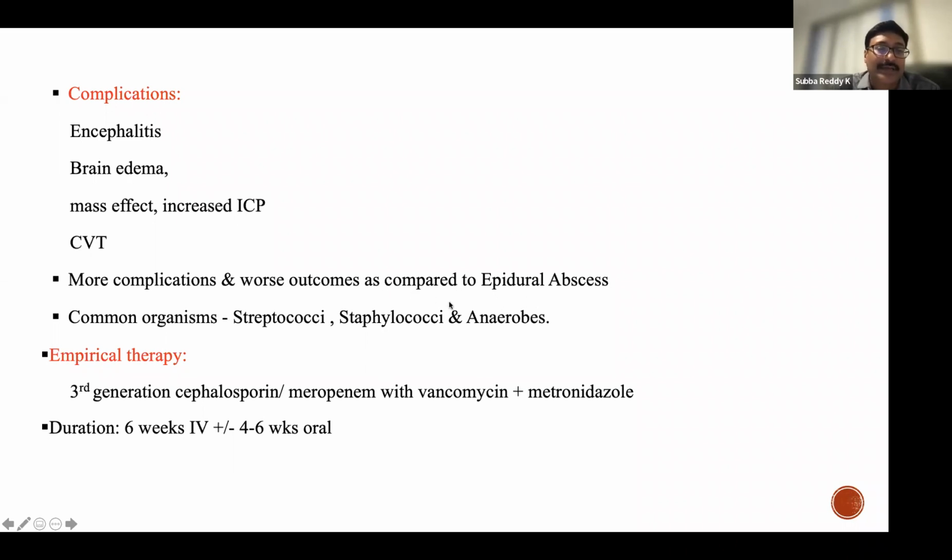So the common organisms, again, are streptococci, staphylococci, and anaerobes. So we need to give good anaerobic coverage when you are having subdural empyema. The empirical therapy is a third generation cephalosporin or meropenem with vancomycin plus metronidazole, 6 weeks IV and 4 to 6 weeks oral, we need to give till complete resolution.